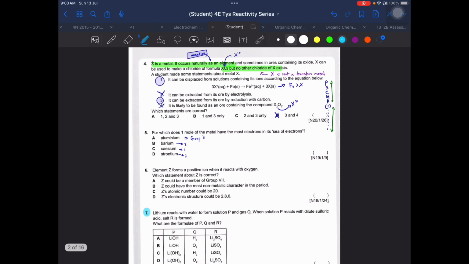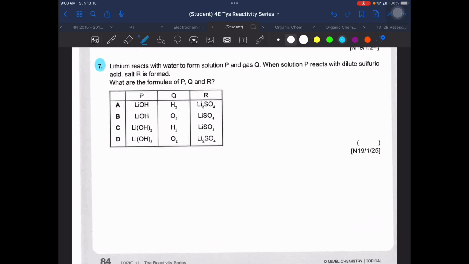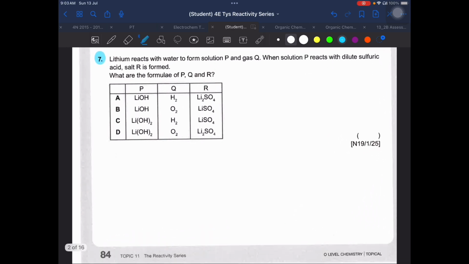Let's move on to the next page, question 7. Question 7 states that lithium reacts with water to form solution P and gas Q. This is a recap on the reaction between metals and water. I hope you still remember that in the reaction between a metal and water, you form a metal hydroxide, and the gas will be hydrogen gas. In this case, the metal hydroxide will be lithium hydroxide.